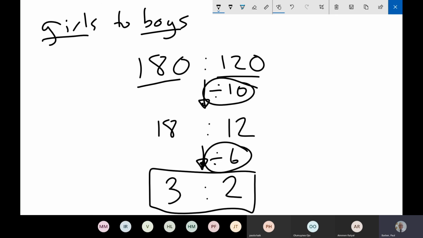So you always want to try and get the simplifying down to, in fractions we call it lowest common denominator sometimes. In ratios, we just talk about going down to the simplest ratio that you can. So that's simplifying down. You may also have to scale up.